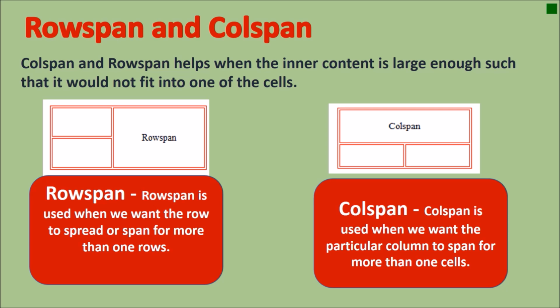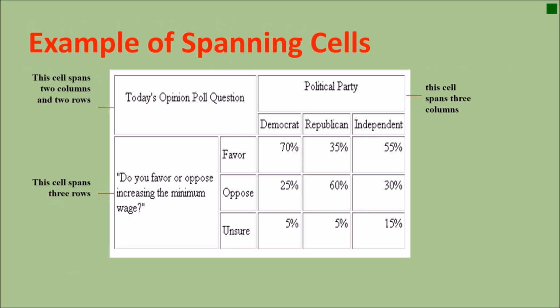So rowspan is used when we want the row to span more than one row. And the colspan is used when we want the particular column to span more than one cell. So when we are merging the columns, we are using colspan. When we are merging the rows, we use rowspan. So this is the example of spanning cells.